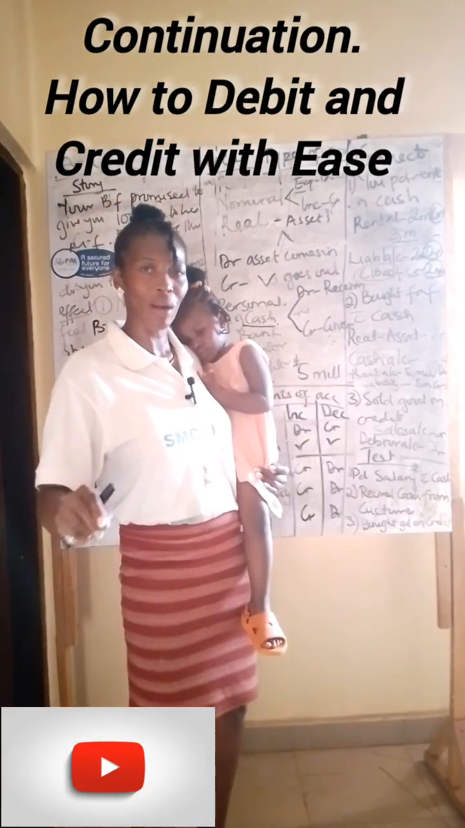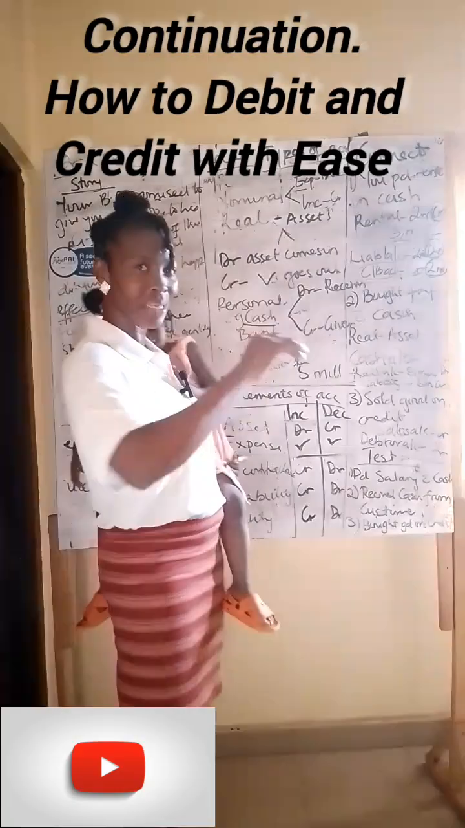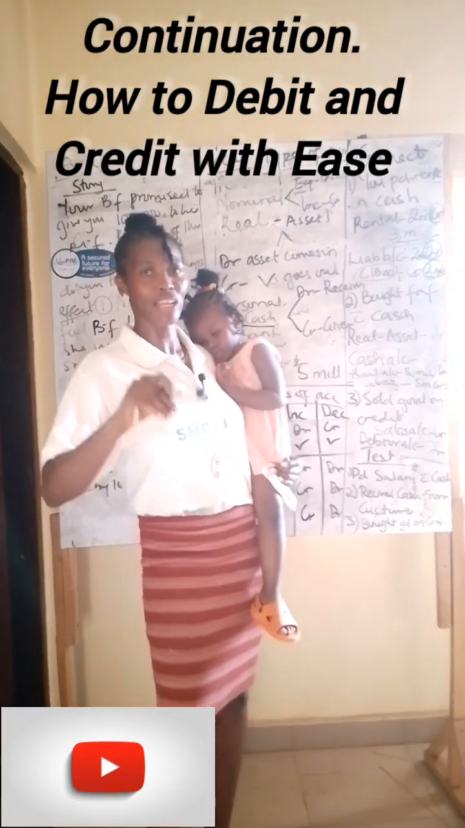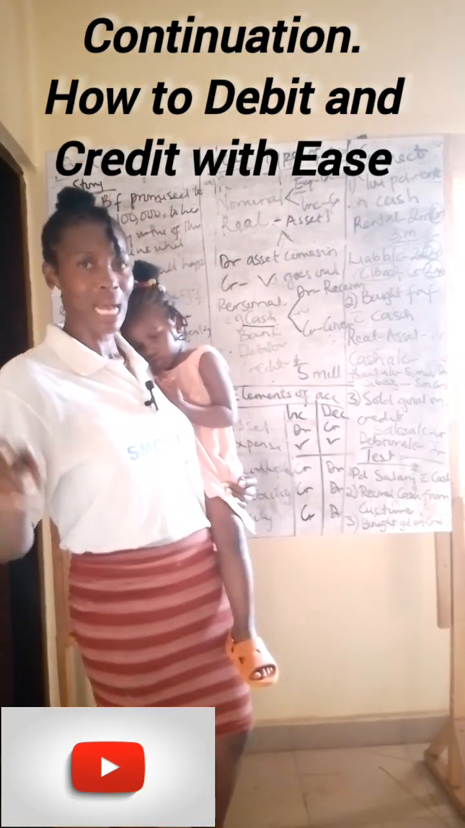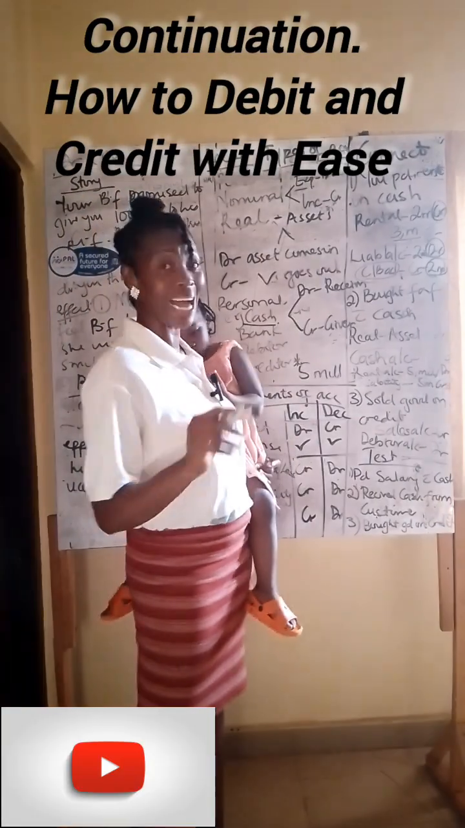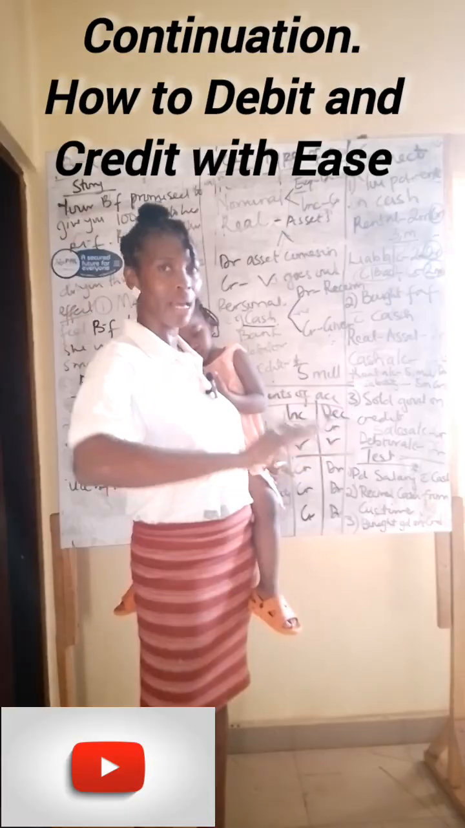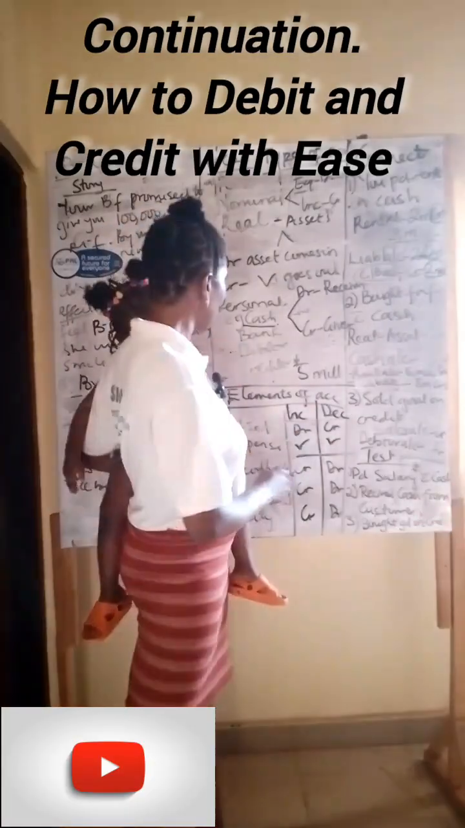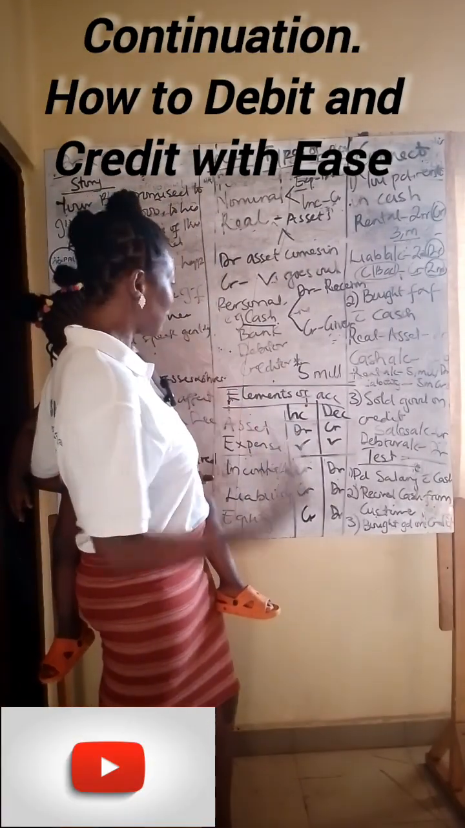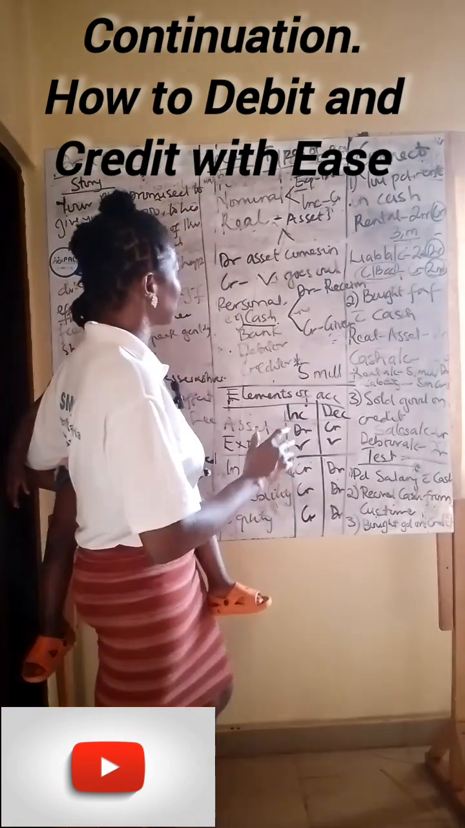And so there's a law guiding every account. If it's a nominal account, you're going to do what? Debit the expense account and then credit the income account as the case may be. And I think I talked about what an account looks like. An account has two sides, left hand side and right hand side. The left hand side is your debit side, while the right hand side is your credit side.